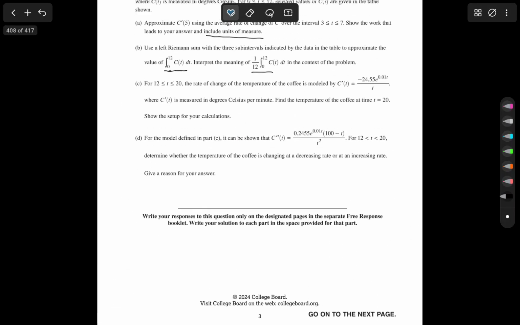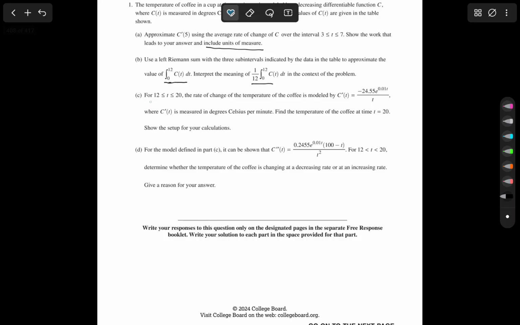Okay, for C, for the interval 12 less than t less than 20, the rate of change in temperature of the coffee is modeled by C prime of t equal to negative 24.55 e to the 0.01t, where C prime of t is measured in degrees Celsius per minute. Find the temperature of the coffee at time t equal to 20 and show the setup for your calculations.